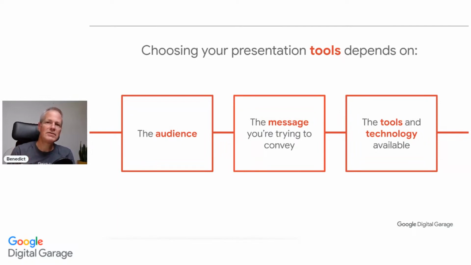So choosing your presentation tools depends on the audience. How many people do you need to present to? For a job interview or performance review, it may be one person or a small panel. For a business meeting or sales pitch, you might have 10 people. If you're presenting to a conference, you may have 100 people in attendance. And if you're live on the internet, the sky really is the limit.